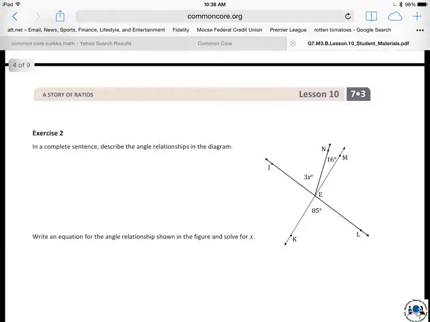Okay, exercise 2. Here we go again. We're going to keep this going. In a complete sentence, describe the angle relationships in the diagram. Then, of course, you're going to write an equation for the angle relationship shown in the figure and solve for x. We only have one x value on this diagram. So go ahead and do all of that. Do as much of it as you can, come on back, and we can solve it together.